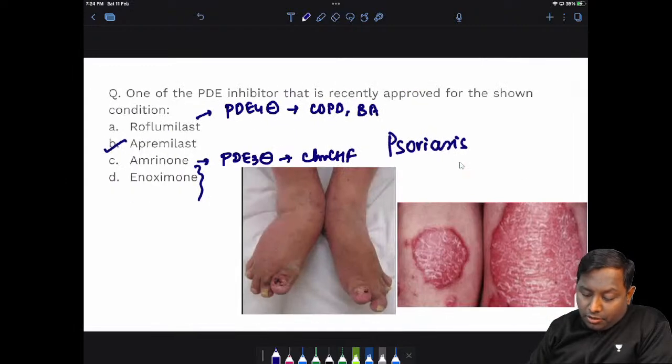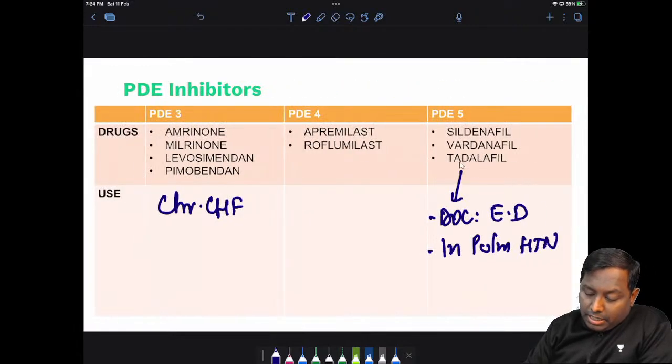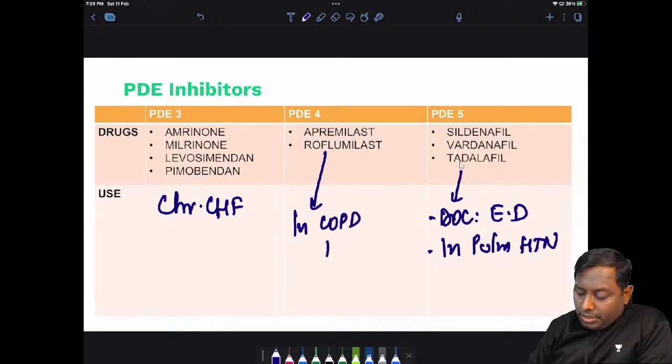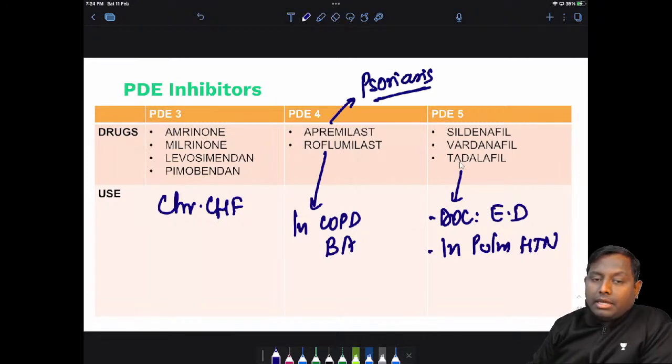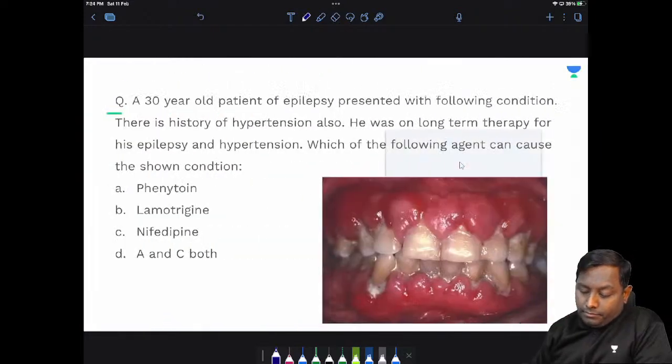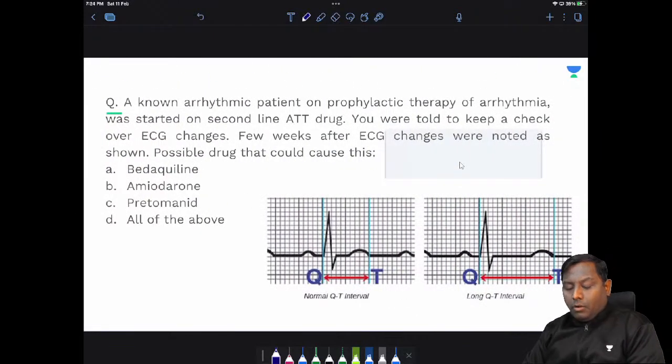So all of you guys have seen here that roflumilast can be utilized in COPD. It can also be utilized in bronchial asthma, but apremilast can be utilized mainly in psoriasis. Okay, an anti-inflammatory drug. I think I have already done the question about gum hypertrophy. Now this information also I have given you.